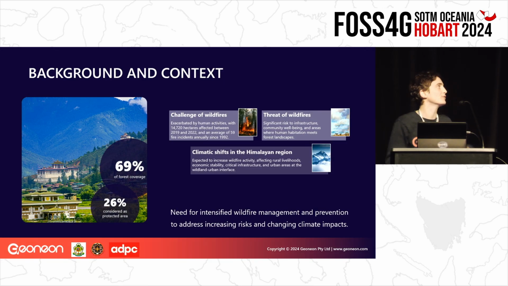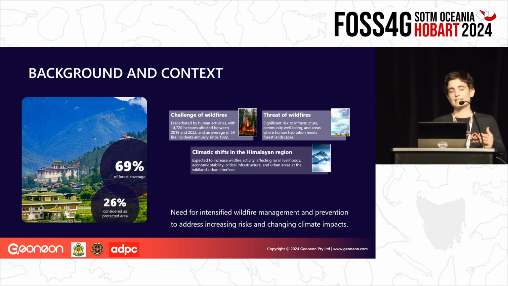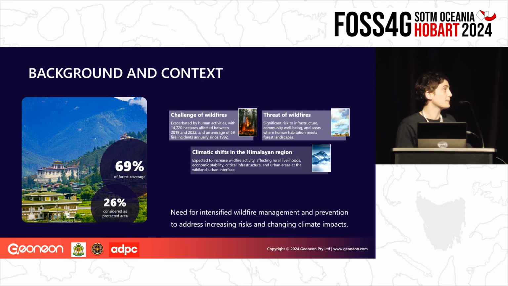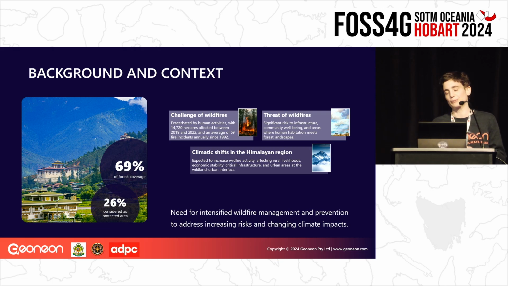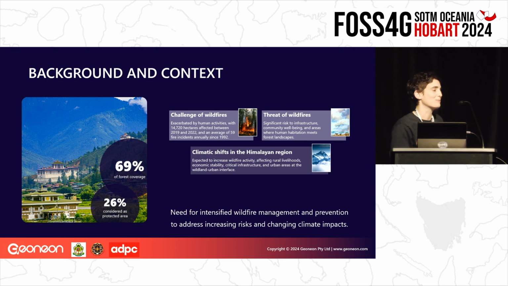So to give you a bit of background and context of the project, Bhutan has in their constitution to have at least 60% of forest. And at the moment they have 69% forest coverage, and 26% is considered a national park, so it's protected area. So for them, it's really important to keep this percentage, possibly to increase it, not decrease it.